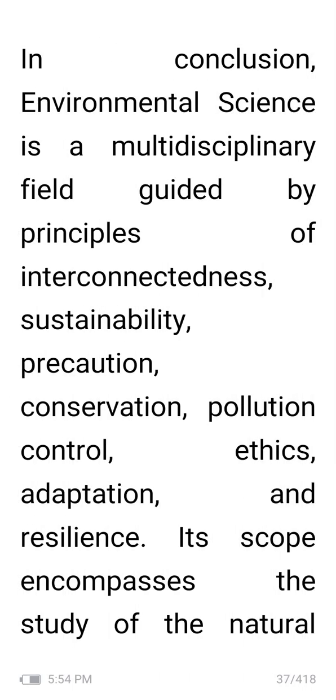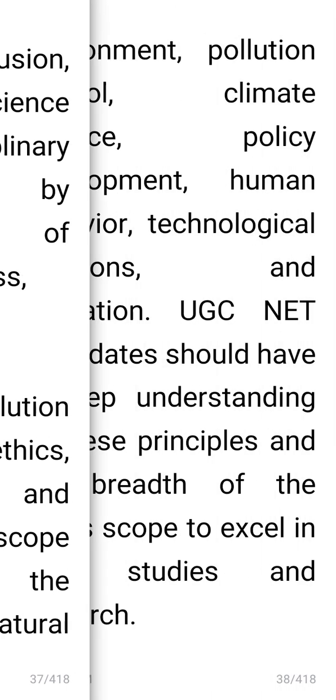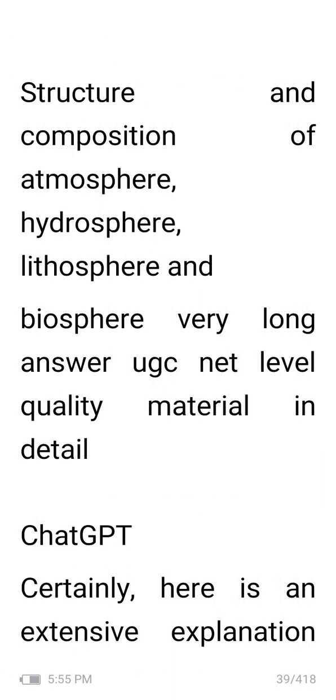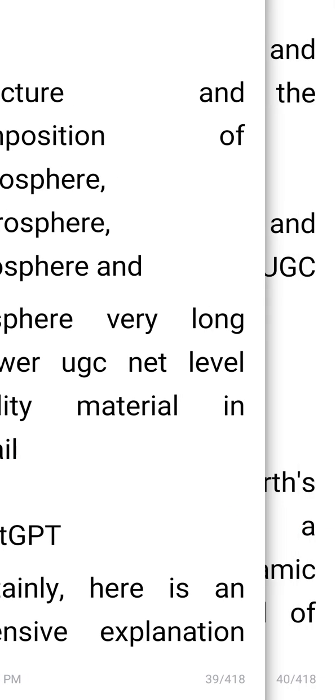In conclusion, environmental science is a multidisciplinary field guided by principles of interconnectedness, sustainability, precaution, conservation, pollution control, ethics, adaptation, and resilience. Its scope encompasses the study of the natural environment, pollution control, climate science, policy development, human behavior, technological solutions, and education. Then next, structure and composition of atmosphere, hydrosphere, lithosphere, and biosphere.